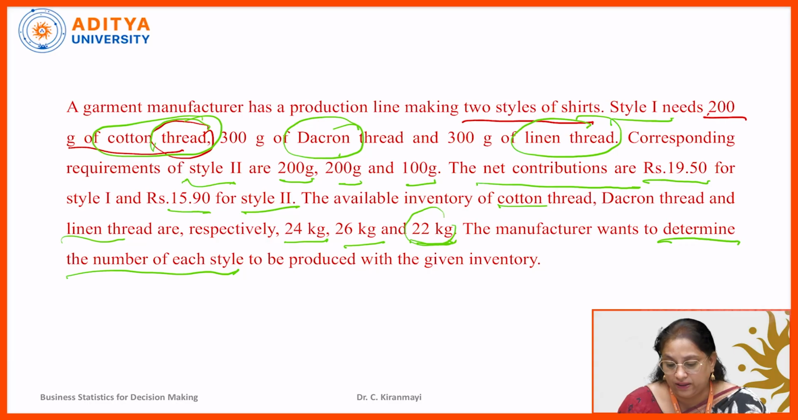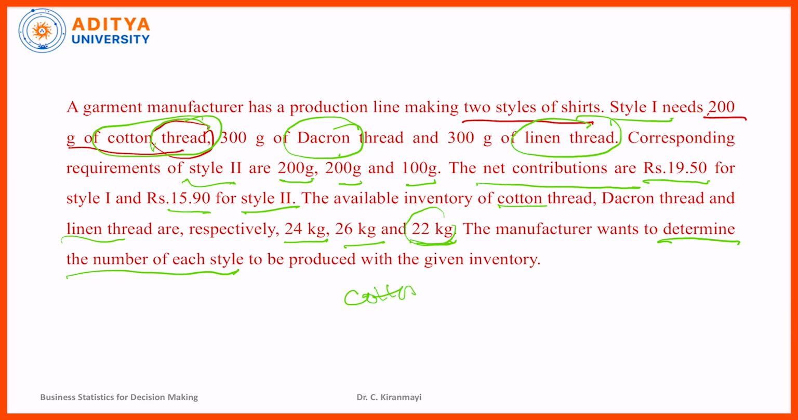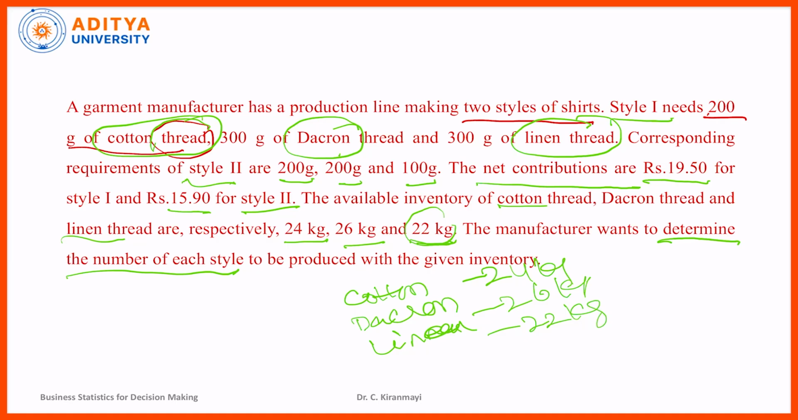And we are also given the conditions. Coming to the constraints, there is only 24 kgs of cotton thread available, 26 kgs of Dacron thread, and 22 kgs of linen thread. The constraint here is upon the thread, that is cotton, Dacron and linen. These are not abundantly available, only 24 kgs, 26 kgs and 22 kgs of these three types of threads are available. Accordingly, we have to formulate the constraints.